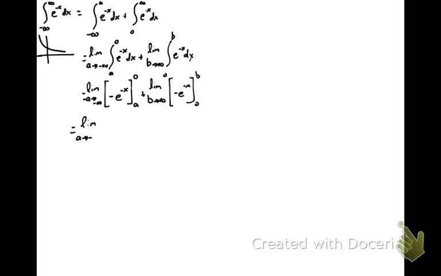So as a goes to negative infinity, anything to the 0 power is 1, so this will be negative 1 plus e to the negative a, plus the limit as b goes to infinity. This will be negative e to the negative b plus 1.